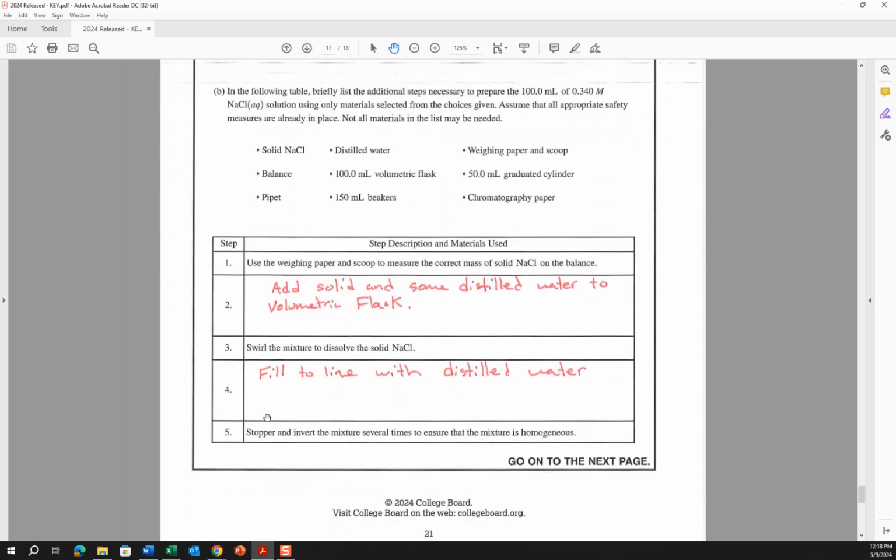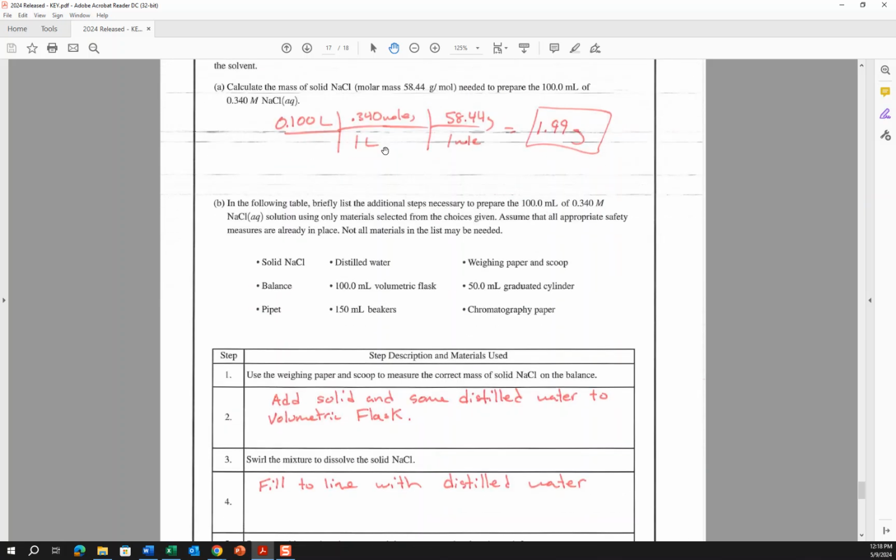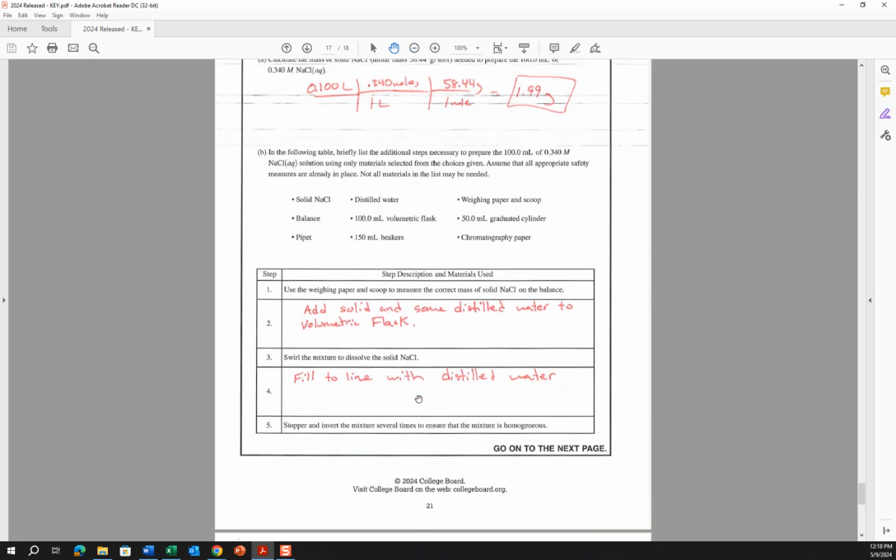And then here we have to identify the steps. And I know some of you might have struggled with this a little bit because, essentially, it's weigh out the solid, put it in the volumetric flask, fill it up with water, and make sure all of it dissolves. But they kind of have it spaced out here. So step 2 would be you need to add the solid to the flask. And then if you look at step 3, it says swirl the mixture to dissolve. And then step 4 would be fill to the line with distilled water. And then step 5 would be make sure it's a homogeneous mixture.